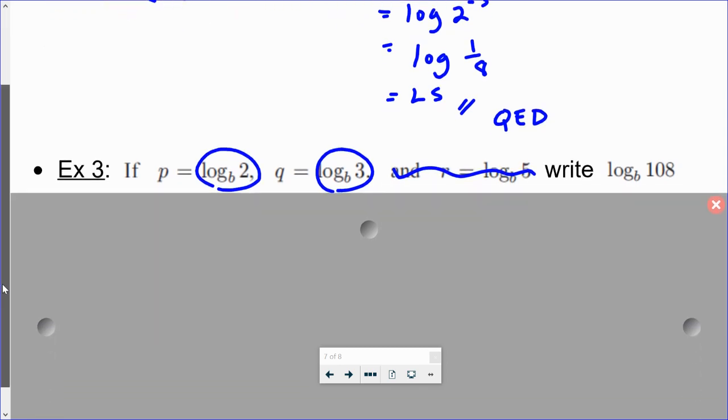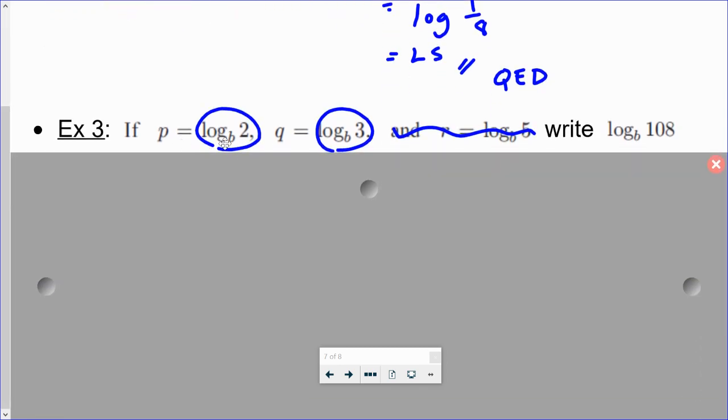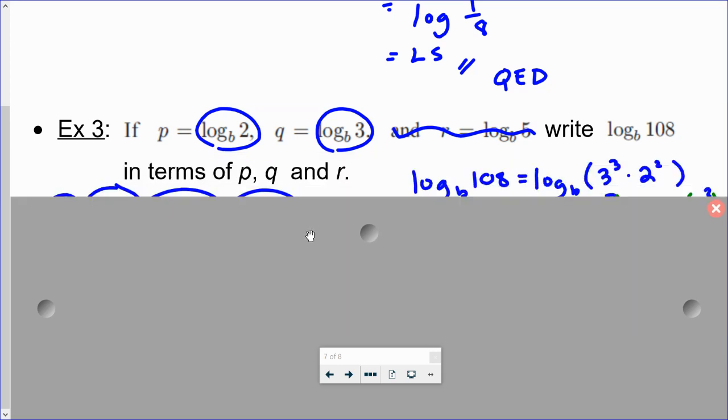Another question that IB really likes to work with are these kind of arbitrary questions where they make different logs equal to different values, and they want you to rewrite this in terms of P and Q. Okay, now in the question I took this from in your book, they also had R, but we don't actually need R to rewrite this one. That's why I crossed it out.